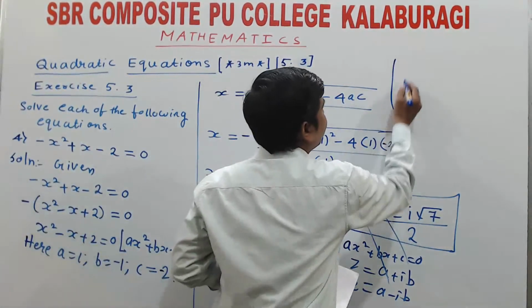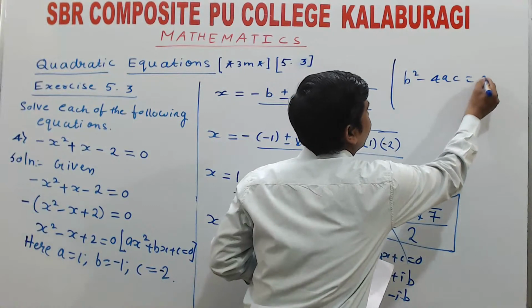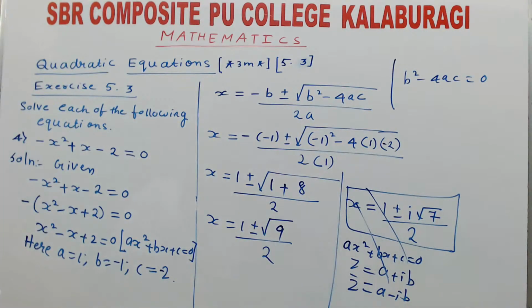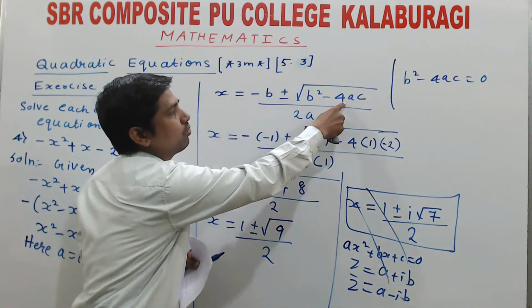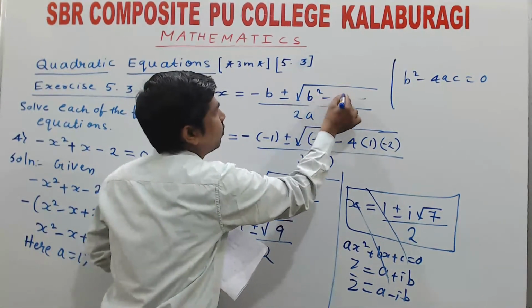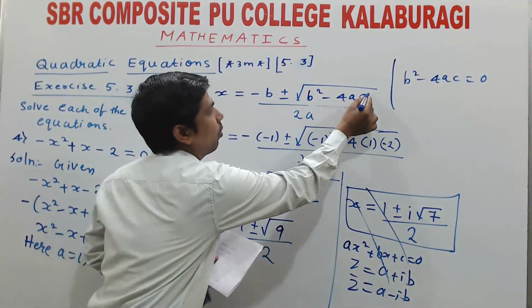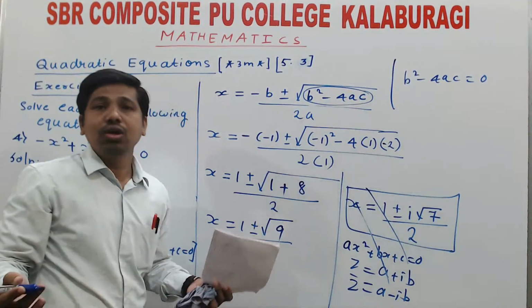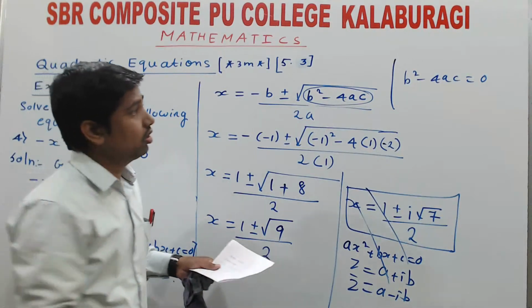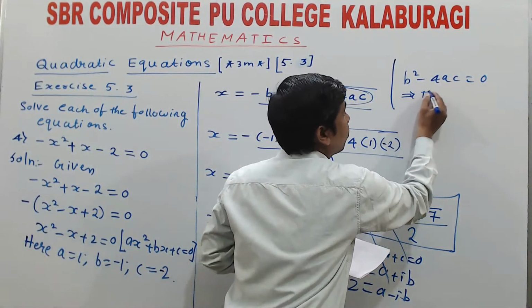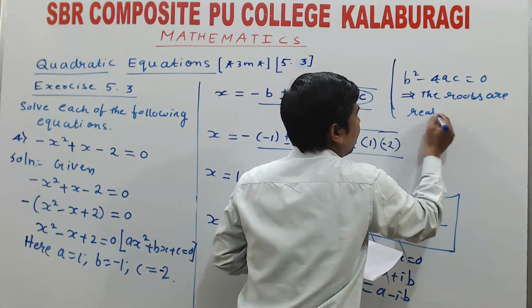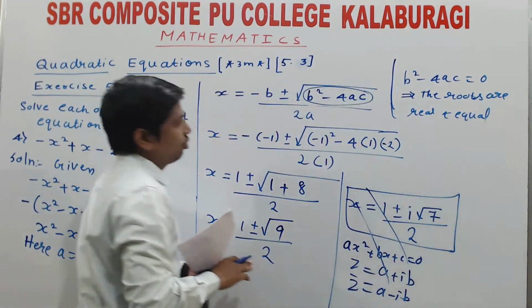Again, one of the students is asking, if b square minus 4ac is equal to 0, in that case the roots are what? Real and equal. For example, if I take b square minus 4ac as 0, what happens if this value is 0? In that case the roots are real and equal. You are not getting imaginary roots and you are not getting real and distinct roots. So b square minus 4ac equals 0 implies the roots are real and equal.